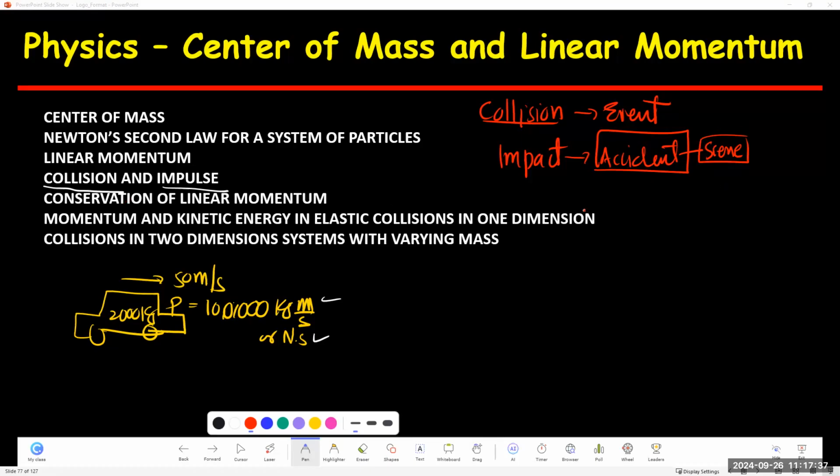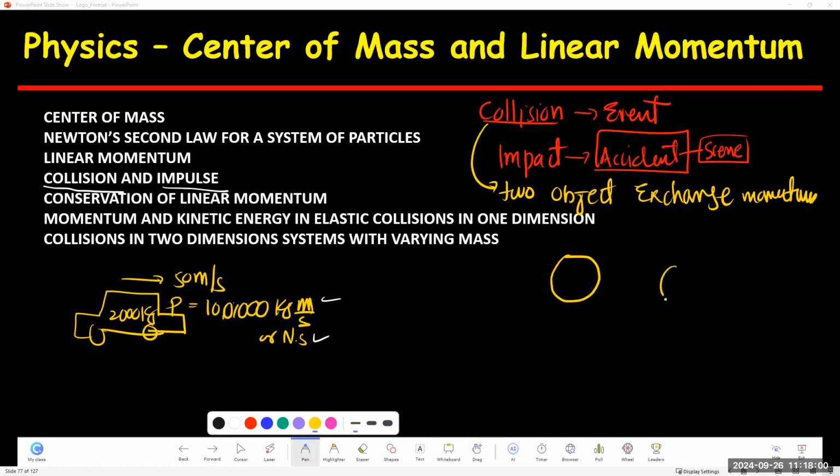So collision is when two objects, I'm going to write here, collision means two objects exchange momentum. And what does that mean? It means I have an object here and I have another object here. Let's suppose this ball is stationary and this ball is rolling and hits this ball, boom.